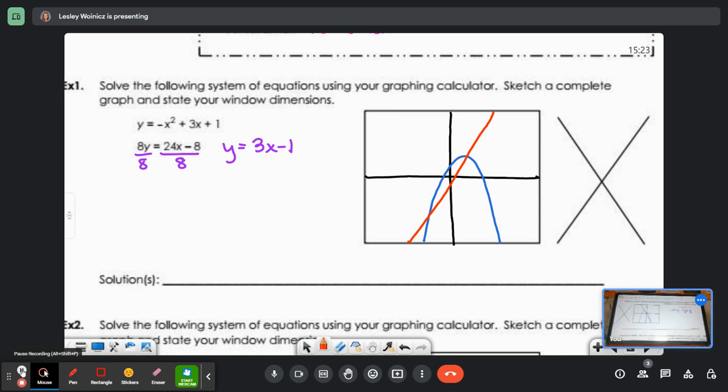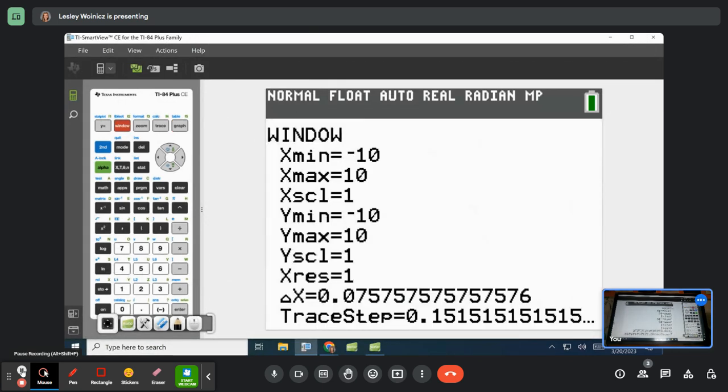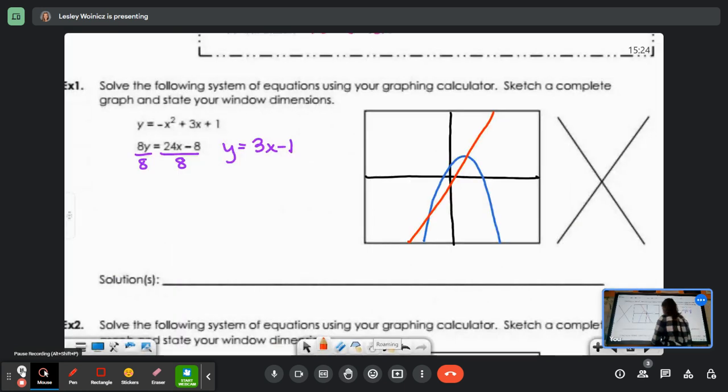Okay, so we just reset the memories on our calculators, so we should have the standard window right now. We can check to verify our window by hitting the little window button. And it says that our x values go from -10 to +10, and our y values go from -10 to +10. So that's what goes in this fun little x. -10 to +10, and -10 to +10.